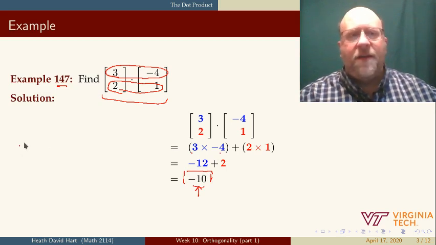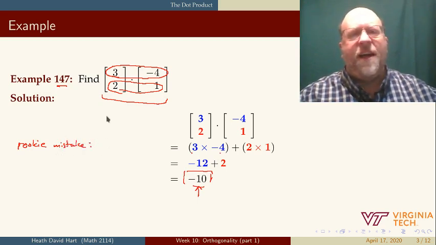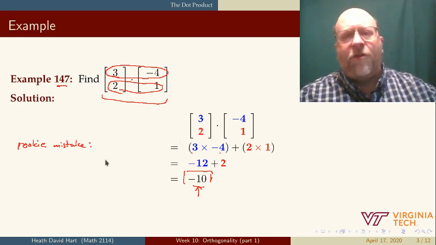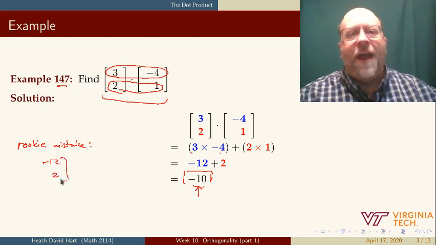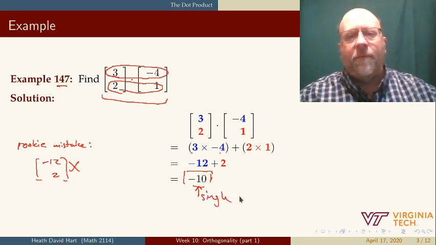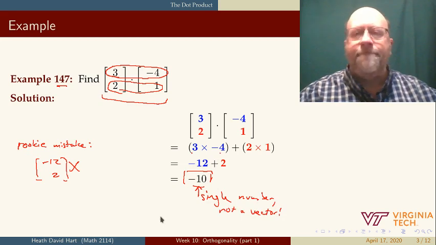Rookie mistake. I see people do this all the time. They'll multiply the 3 times -4 and they get a -12. Then they multiply the 2 times 1 and they get a 2. And then they give me the answer as a vector, -12, 2. That's not right. The answer is to add them together after you've multiplied and give me a single number and not a vector. Okay?